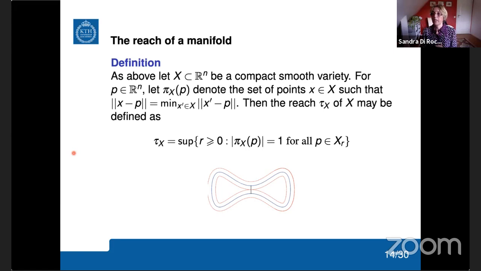Of course, when I say that the distance is obtained by some points, these points might not be a unique point. It might be more than one point. So we want to concentrate on all the thickenings obtained by points having a unique point obtaining the distance. And then we take the maximum, right? So here you see that the maximum is exactly this one, because at this thickening, we have two points obtaining the maximum distance. So this is called the reach.